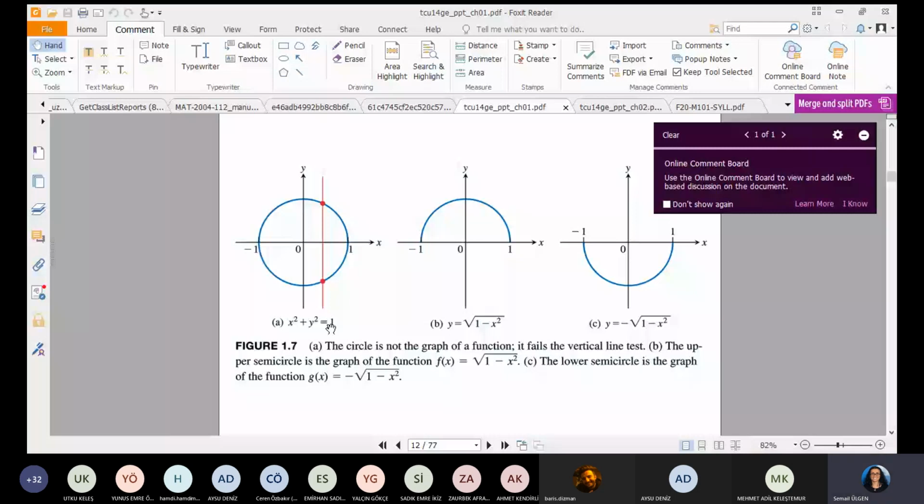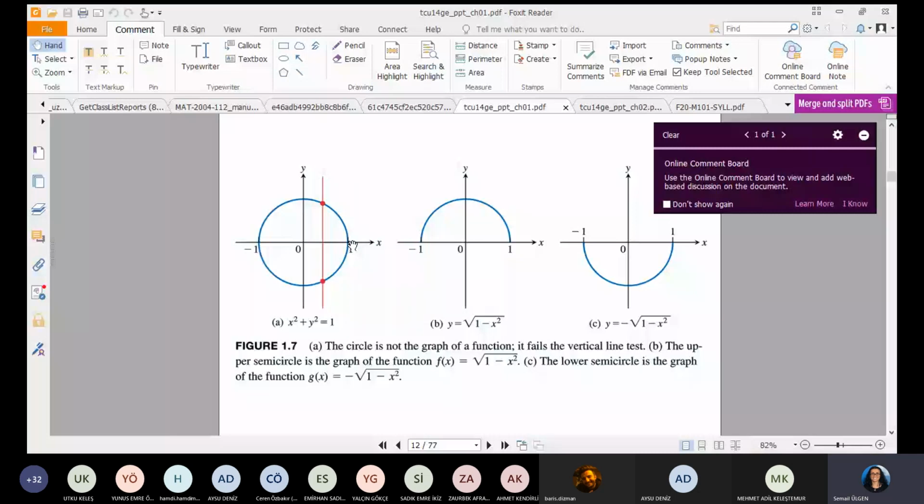But what is a function and a relation? We have a rule, which is the vertical line test. The vertical line test tells us how to differentiate a function from a relation. What you would do is draw a vertical line on the graph. If the vertical line intersects the graph at more than 1 point, then this is a relation. This cannot be a function.